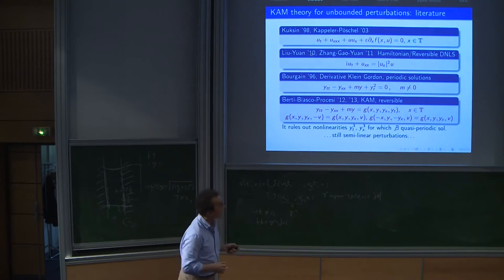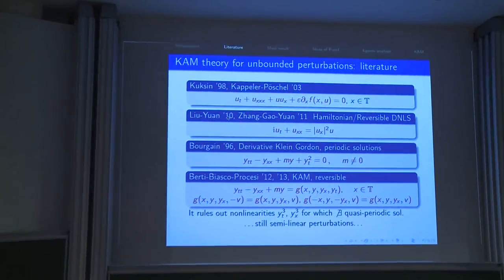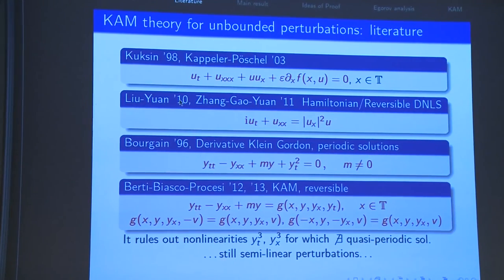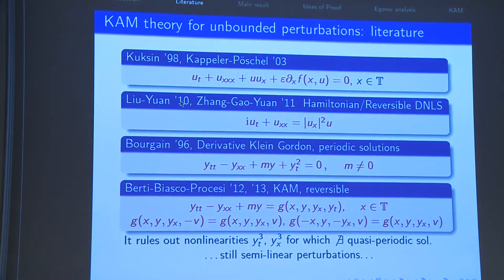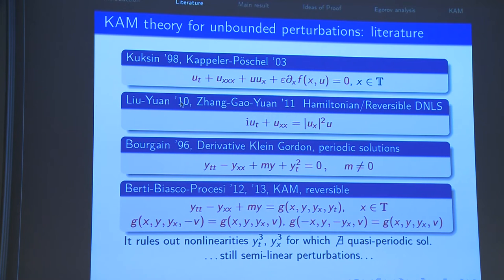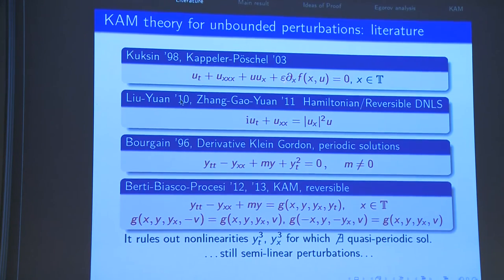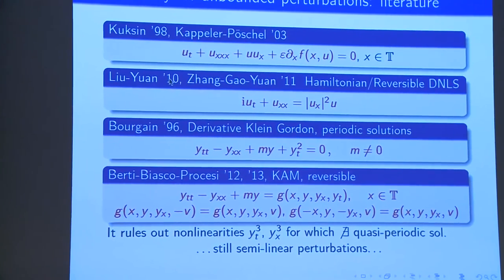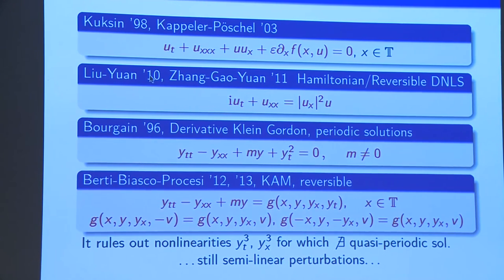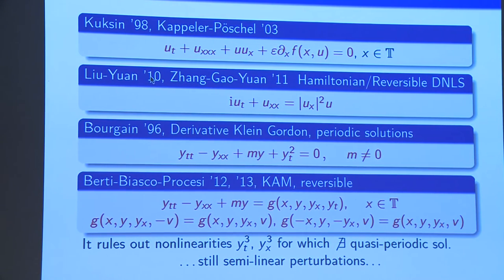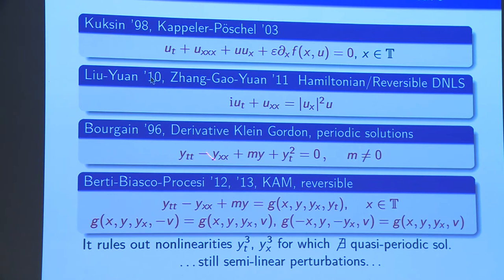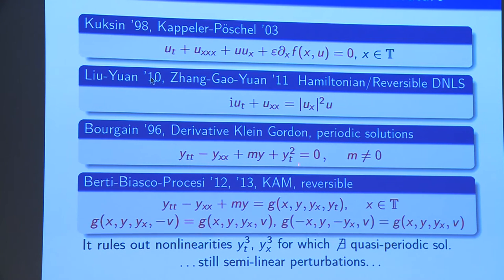Okay, so concerning quasi-periodic solutions, previous works tried to understand the effect of derivatives in the nonlinearity, for vector fields where the perturbation contains derivatives. This was done by Kuksin first, then Kappeler-Pöschel for KdV, adding one derivative. This is still a semilinear equation, because there is just one derivative in the perturbation with respect to KdV. And then for NLS and the Klein-Gordon equation, there was a work by Bourgain for periodic solutions.